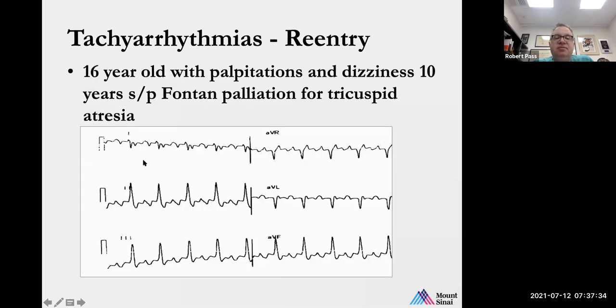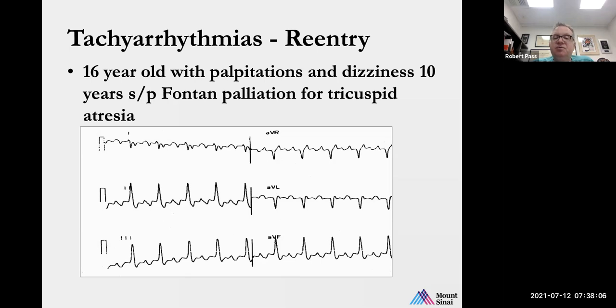Now, this is an example of a 16-year-old who has palpitations and dizziness 10 years after Fontan palliation for tricuspid atresia. And this is kind of a lousy tracing. I don't know why I haven't changed it over the years, but the bottom line is that this is an example of intra-atrial reentrant tachycardia. And as I always say, if you ever see a Fontan patient who's a teenager, whose heart rate is above 100, the burden of proof is on you to prove that it is truly sinus rhythm.